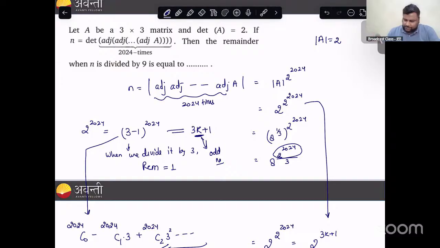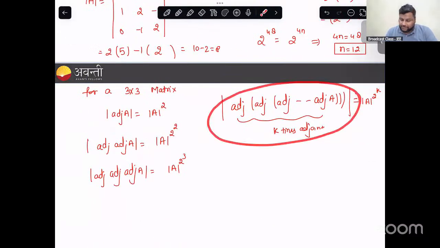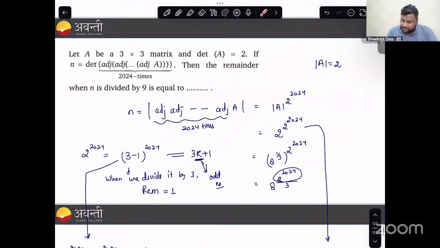I can explain as much as possible. Explain once again, Tejas. So see, the adjoint is repeated 2024 times. So that is why the answer is determinant of A to the power 2 to the power 2024. This is completely according to the theory which I have just told you. Fine. So the determinant of A is given as 2 to the power 2024.